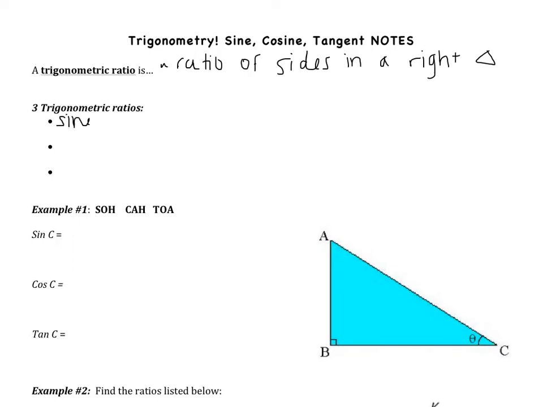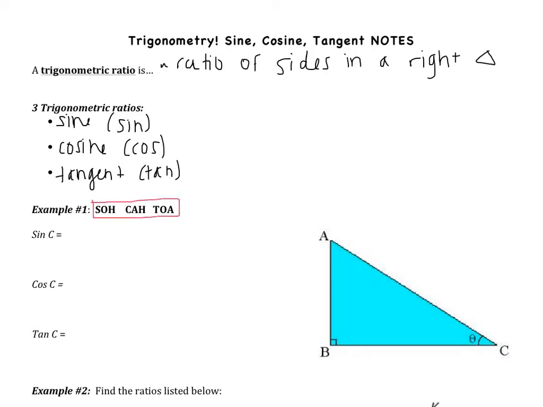Sine, which we normally abbreviate SIN. Cosine, which is abbreviated COS. And then tangent, which is abbreviated TAN. So, the acronym to remember these is SOHCAHTOA.